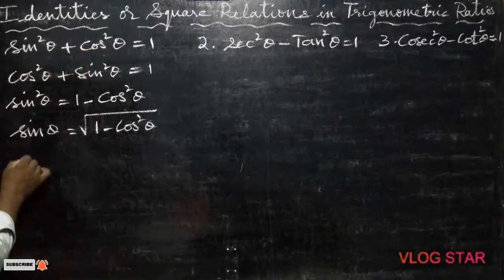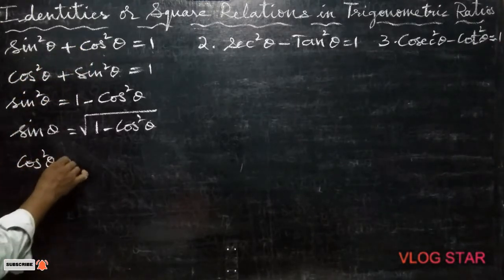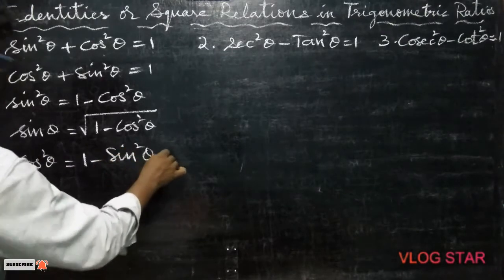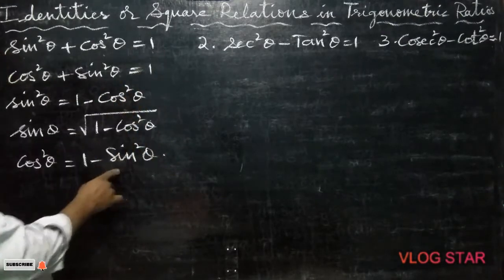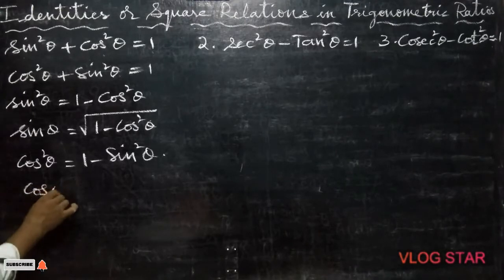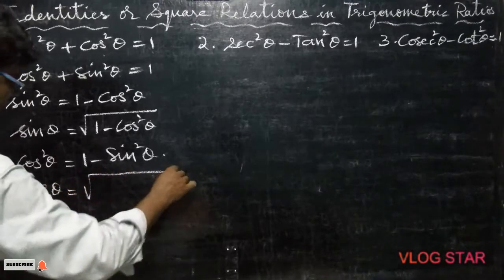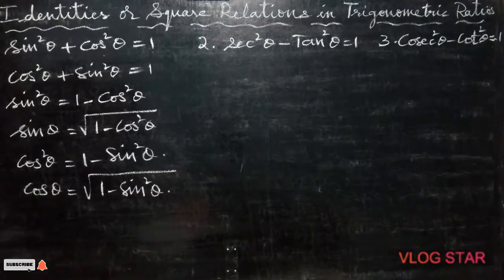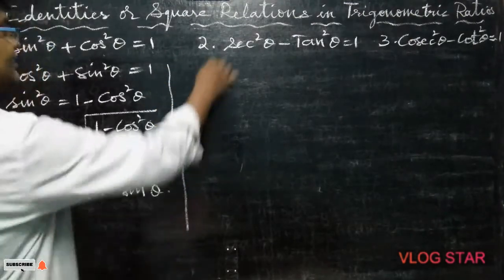Next, this time you keep cos square theta here: 1 minus sine square theta. The plus went from left to right as minus. Now if you want only cos theta, it is square root of 1 minus sine square theta. So from one formula we got 5 more. Coming to the next, the second one.